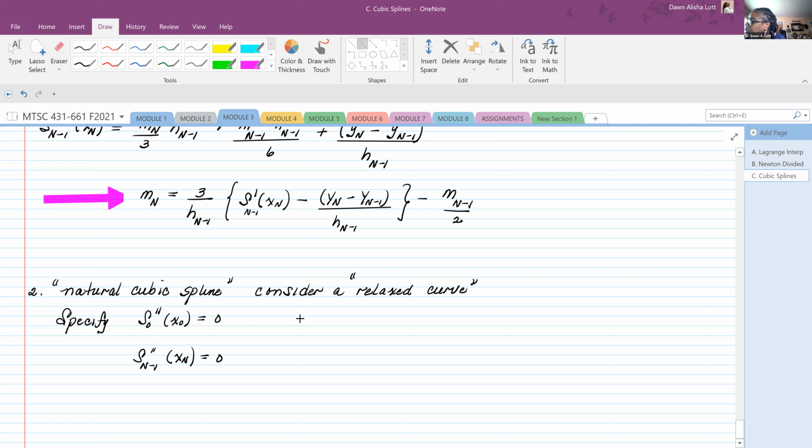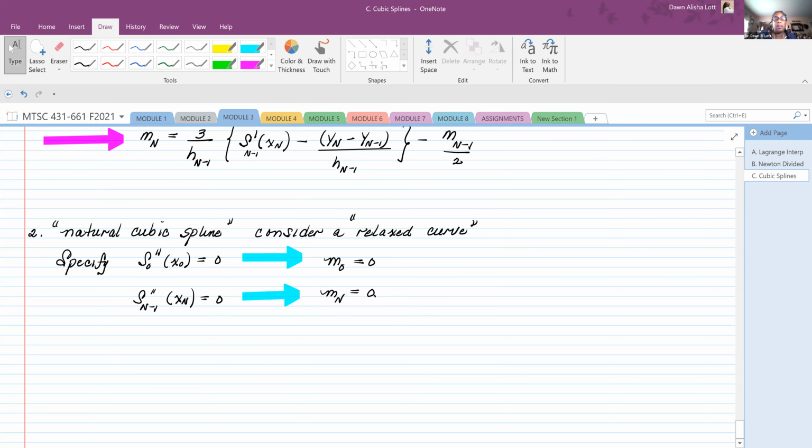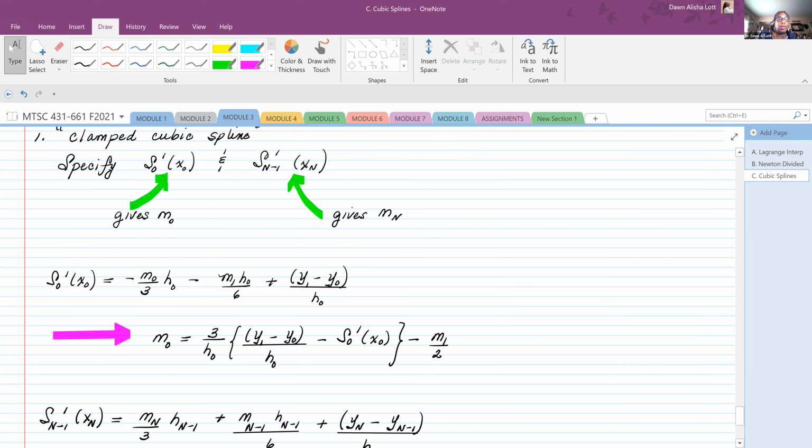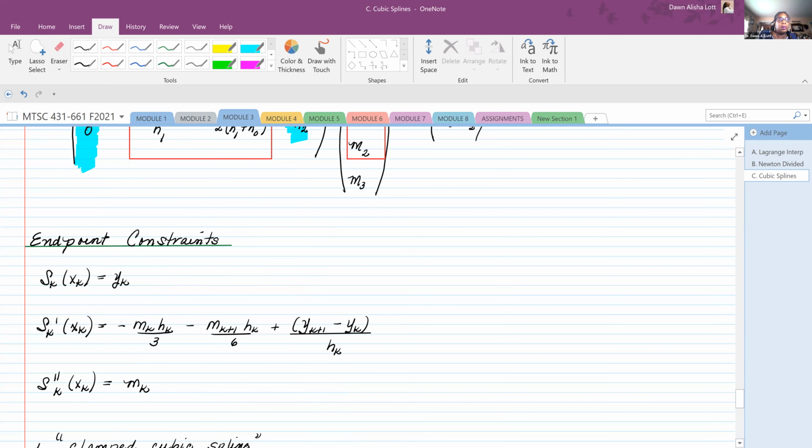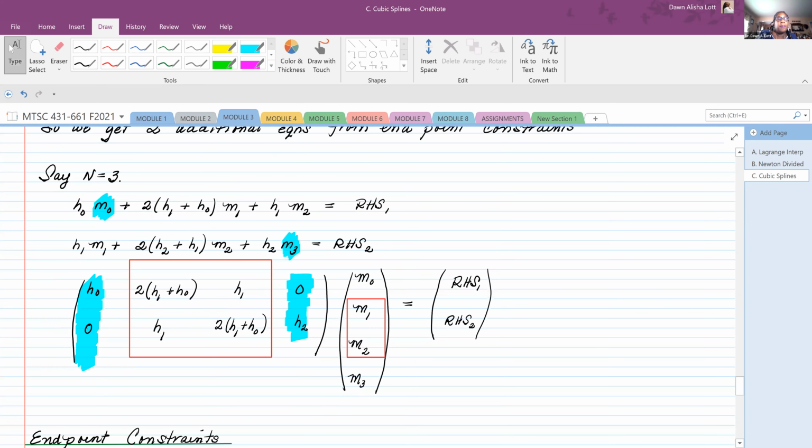So when I do that, the first one is going to give me that M naught has to be 0. And this last one gives me that M n is 0. So now again, you go back, put that into your equation here. And so therefore, you end up with something very simple to solve.